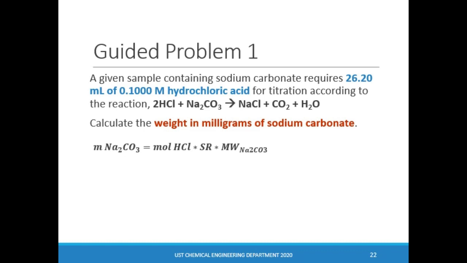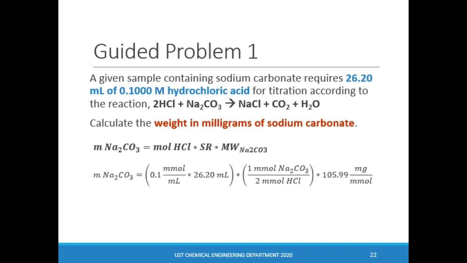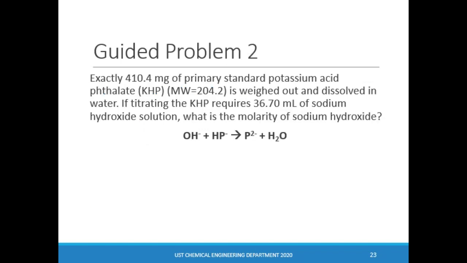Let's see our resulting equation. The moles of HCl is obtained by multiplying the given concentration of 0.1 by the volume used, which is 26.2 ml. The stoichiometric ratio is based on the chemical equation where 2 millimoles of HCl reacts with 1 millimole of sodium carbonate. And then finally, to convert the millimoles of sodium carbonate to mass, multiply it by its molecular weight. Calculating, we get 138.85 milligrams.